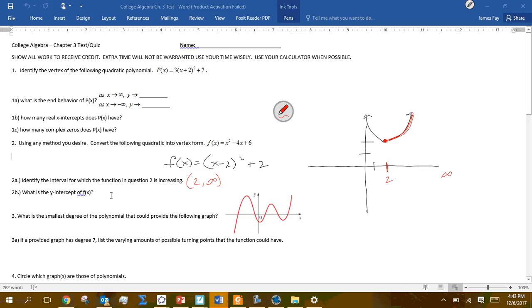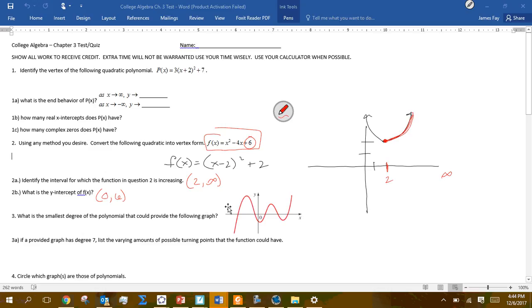It says what is the y-intercept of f of x? Well, y-intercept is simply looking at this form here. It's whenever the x value is 0, so I'm left with 6. So 0, 6, and I'd allow you to put 6 and give you points. But remember, y-intercept is a point, an ordered pair. Number 3 says what is the smallest degree of the polynomial that could provide the following graph?